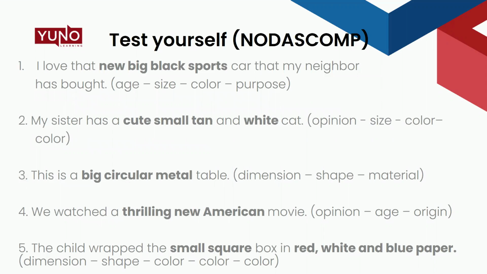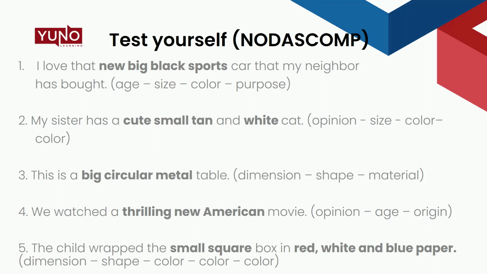Having familiarized ourselves with that sequence of NODASCOMP, which is referred to as the royal order of adjectives, or the manner in which the adjectives are placed, we look at a few examples. I love that new big black sports car that my neighbor has bought. Now, new is the age, big is the size, black is the color, and sports is the purpose for which that car is going to be used. And see, this is how we place all the four adjectives in that specific order.